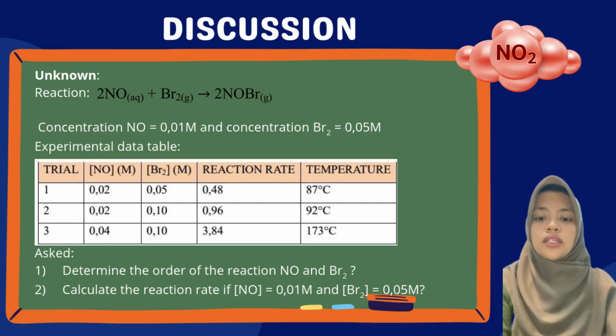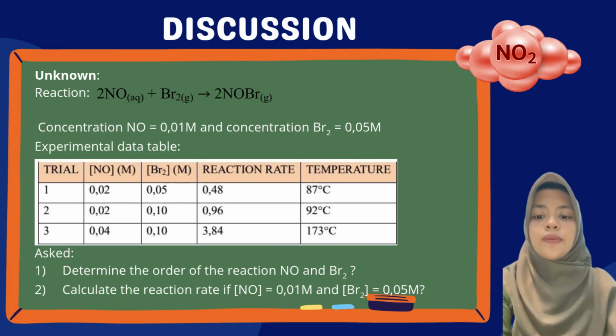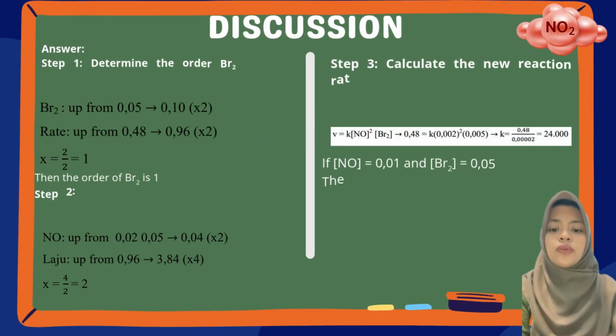Trial 2, concentration of Br2 increases to 0.10 molar, reaction rate becomes 0.96. Trial 3, concentration of NO increases to 0.04 molar, reaction rate becomes 3.84. The questions: determine the order of the reaction for NO and Br2. Calculate the reaction rate if concentration of NO equals 0.01 molar and concentration of Br2 equals 0.05 molar. The answer. Step 1. Order of Br2.